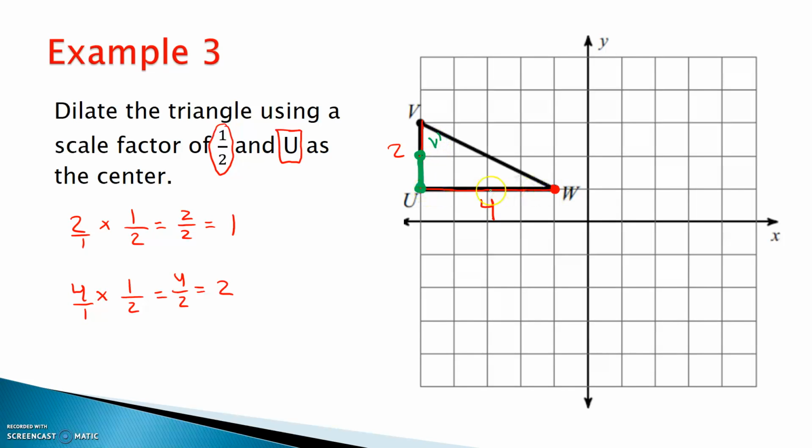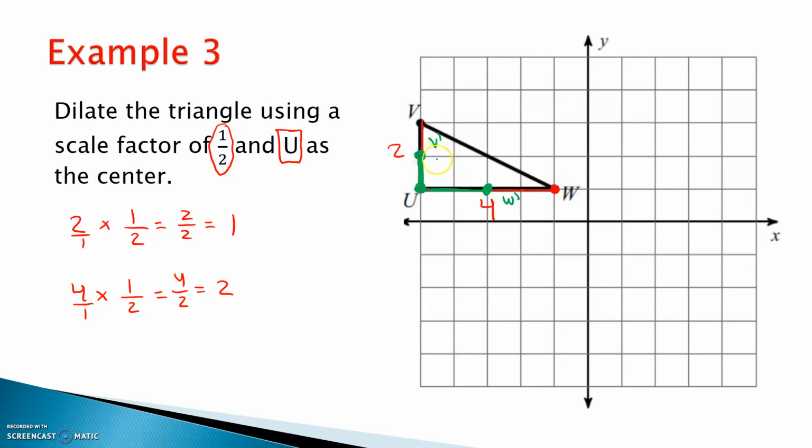Well, this was a distance of 4, but it got cut in half by the 1/2. So now it's a distance of just 2, and that's going to be my W prime. Now, why didn't I bother with this other side? Again, we don't want to count diagonally. That's not really how it works. We cannot count that way.